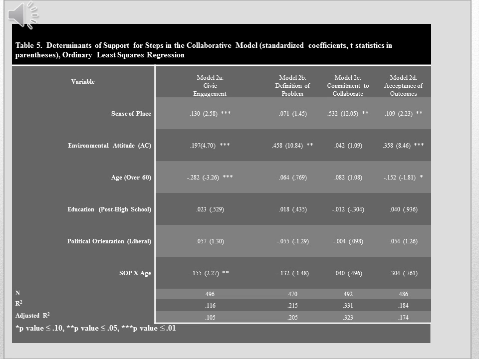Was not actually, but commitment to collaborate and ultimate acceptance of outcomes. Right, those are the hypotheses that we laid out, that sense of place has a positive influence on each one of those steps in the process. And what we see is a significant positive relationship between sense of place and 3 of the 4 dependent variables.